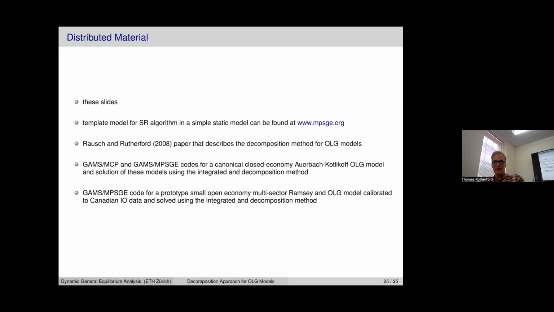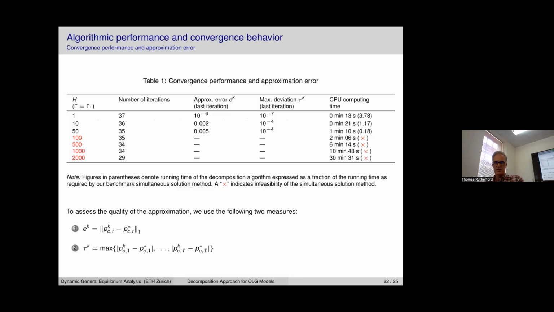The material you have here includes a template SR model for the static model I went through at the beginning. I have a little exchange model that works. We have this paper that has the decomposition method for OLG models described. We have both the MCP and the MPSGE code for the OLG model, which solves both ways: integrated, where we put it all together in the MCP, and iteratively. We also have code for a small open economy Ramsey model calibrated to Canadian multisectoral data, with 4 different aggregations of the data set. So you can see an example that operates, and you get a sense of computing times depending on the size.